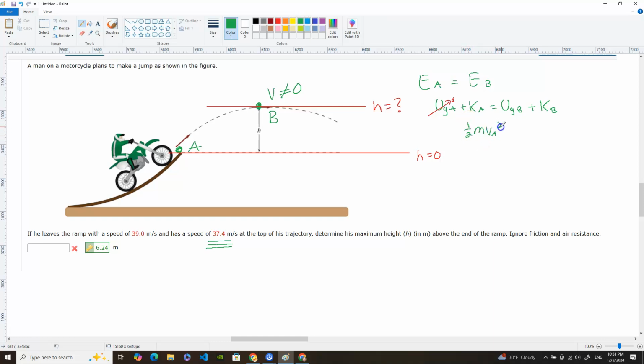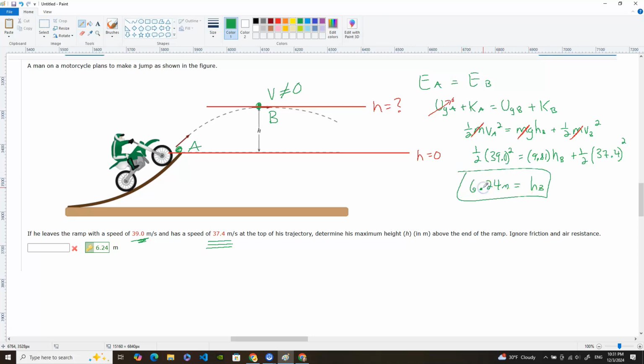1/2 m v_A squared equals mgh_B plus 1/2 m v_B squared. Once again, Galileo's right, mass cancels out. 1/2, the velocity at A is 39, it's given right here, equals 9.81 times h_B, you are solving for h_B, that is the answer to your question, plus 1/2 times the velocity at B, 37.4, don't forget to square it. Algebra happens, you get 6.24 meters. There you go.